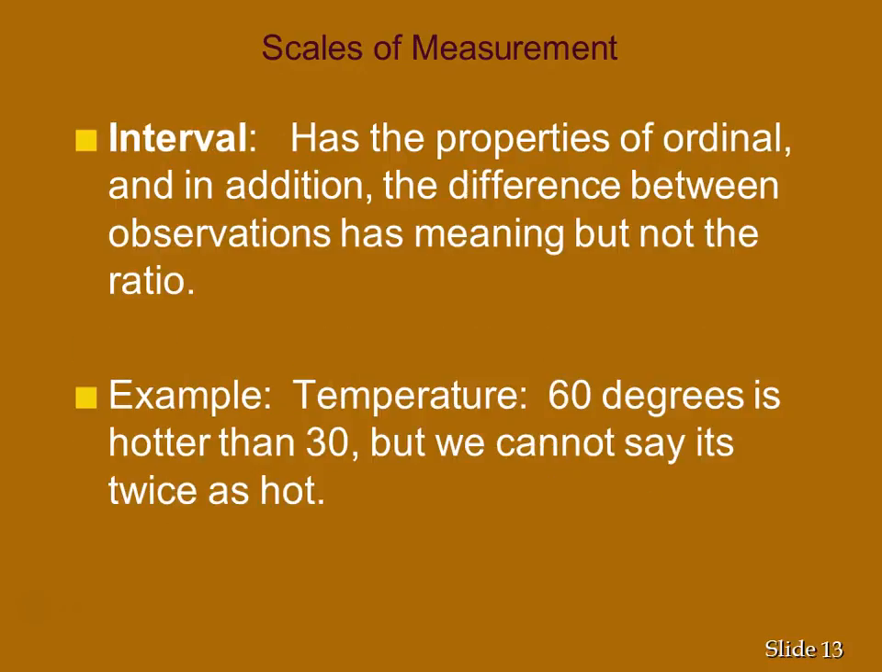The interval scale of measurement has all the properties of ordinal, but in addition, the difference between observations has meaning, but the ratio does not. The classic example here is temperature. If we say it's 60 degrees, it's understood that that's hotter than 30 degrees, but can we say that it's twice as hot? No, that ratio really doesn't have meaning. The gap between 60 and 30 has some meaning. 60 degrees is warmer than 30, but the ratio does not have any meaning.